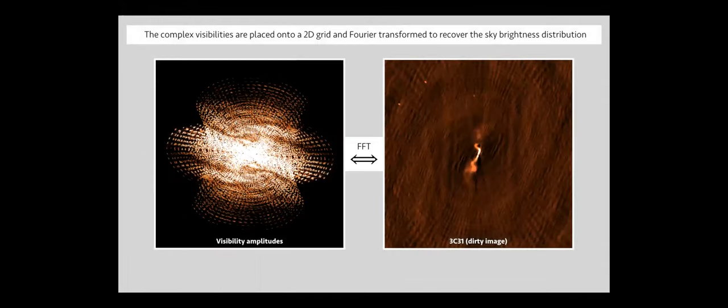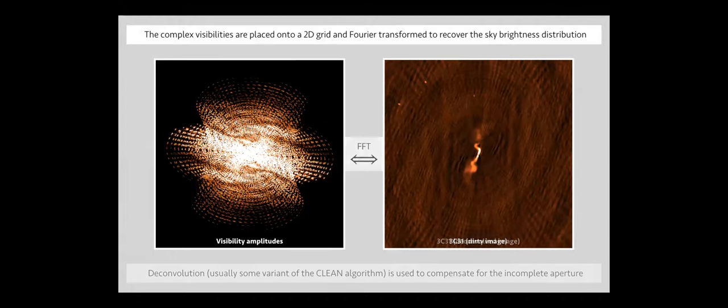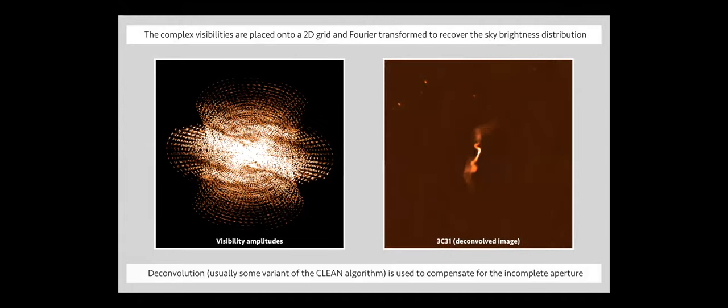The key point then is to basically take these billions of measurements, put them onto a 2D grid and do a Fourier transform. On the left, you can see the gridded visibility amplitudes, and on the right, the corresponding image that you get from the Fourier transform of that. And then essentially you do a deconvolution process to take care of the fact that we've got this incomplete aperture, and then hopefully recover an image of the radio sky as if you had super radio vision. So here you can see 3C31, which is a distant supermassive black hole that has jets of radio emission coming from it. So I am glossing over a lot here.